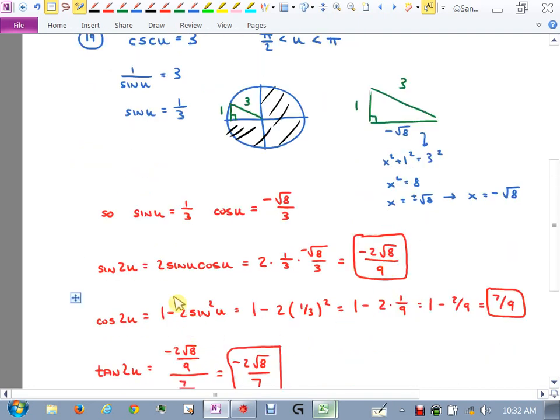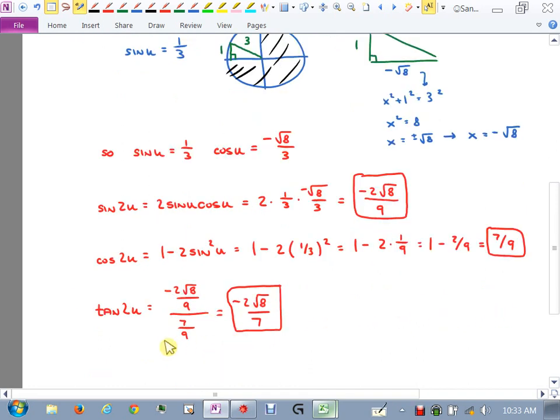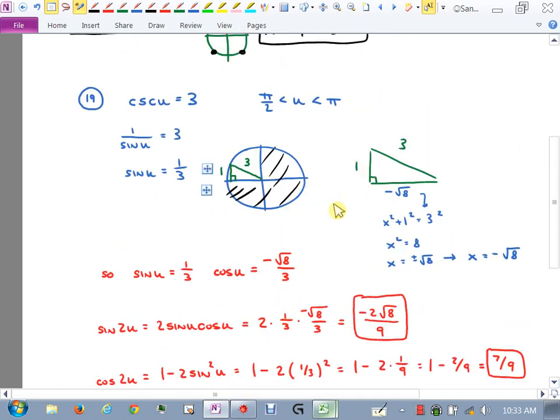From that, I can figure out what sine of 2u is by using the double angle formula. Sine of 2u is 2 sine u cosine u. I just figured out what sine u and cosine u were. I get an answer. Cosine 2u, there were 3 formulas I could use. I chose this one, plugged it in, got this. And then tangent 2u is sine 2u divided by cosine 2u, and then just figure that out. So this little triangle thing is going to peek its head out somewhere in this test. You're going to have to be able to recover the rest of the triangle from some given information on the trig function.